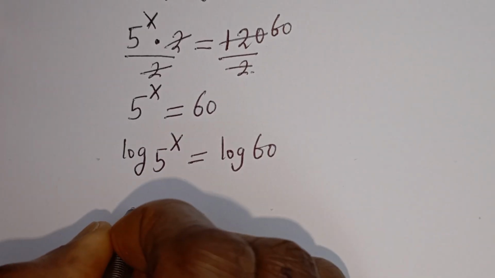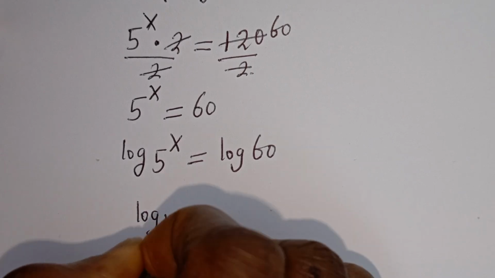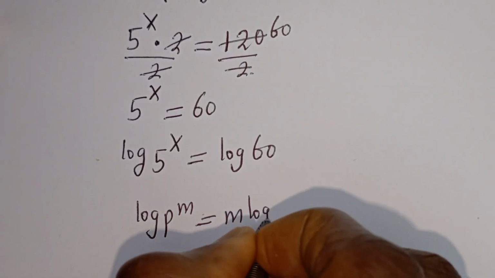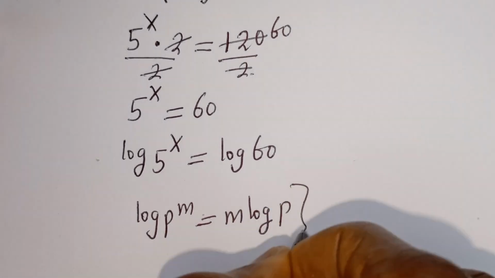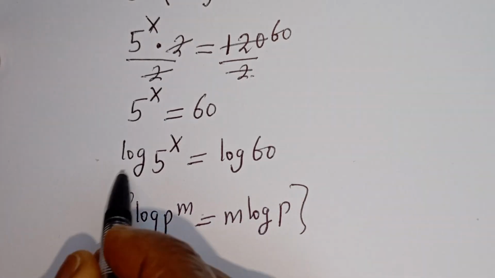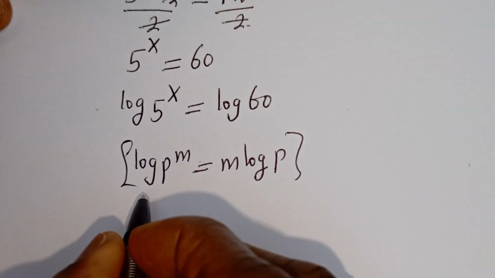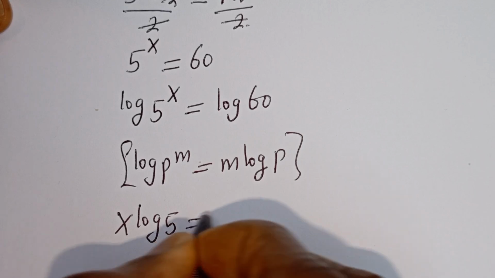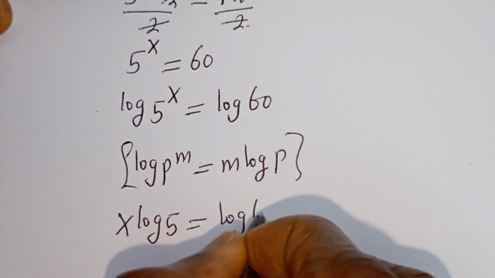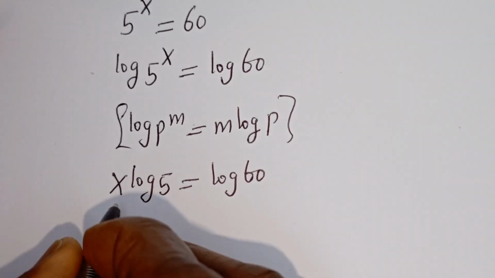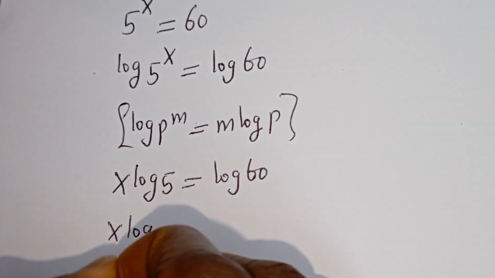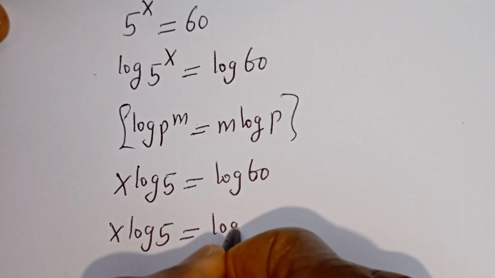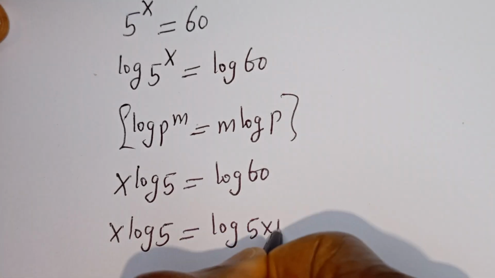Take note of this, that if you have log p to the power of m, this is equal to m log p. Then this can be written as x log 5 is equal to log 60. Now we have x log 5 is equal to log 60, which can be written as log 5 multiplied by 12.